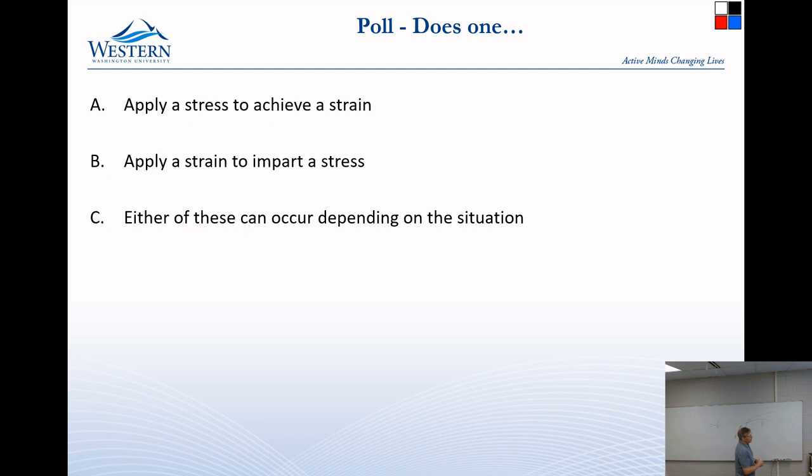All right. So a poll. Do you think, A, that you apply a stress to achieve a strain? B, that you apply a strain to impart a stress? Or C, you can do either depending on the situation? Okay, so a lot of ones. So the thing is, in most cases, we do impart a stress to achieve a strain. In most cases, but not always.